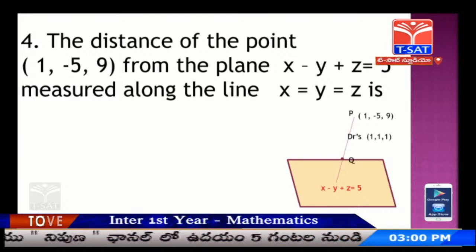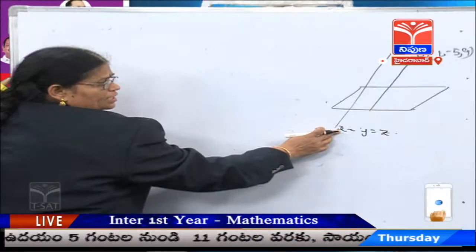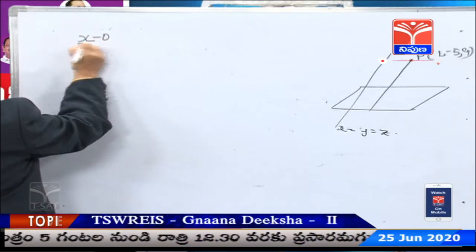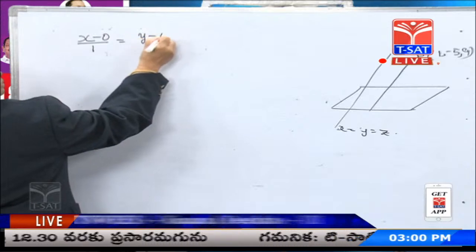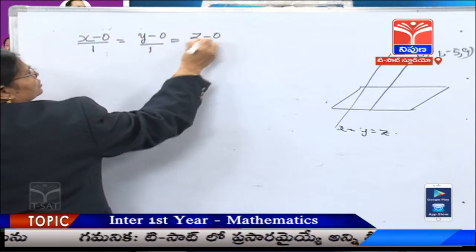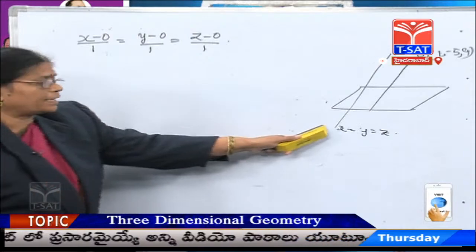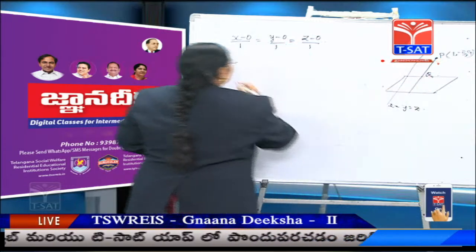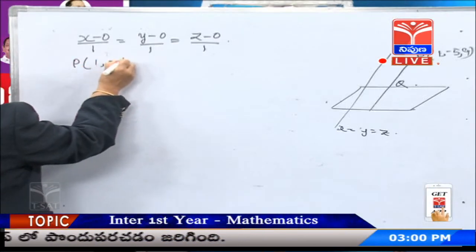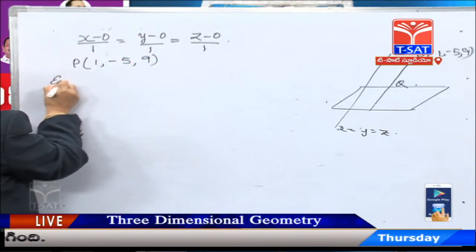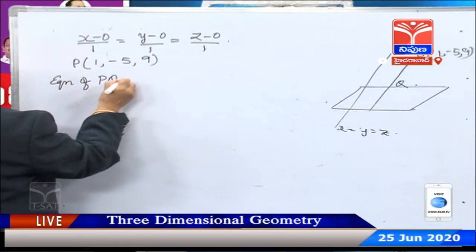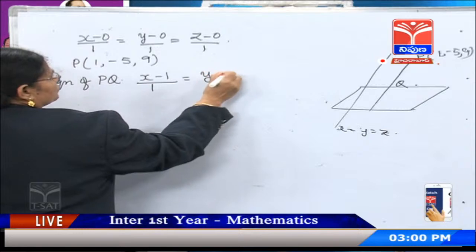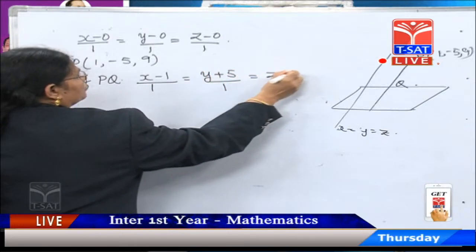So, now let us write the equation of this line. Because this is parallel to this, we know the DRs. x equal to y equal to z is nothing but the line (x minus 0) by 1, (y minus 0) by 1, (z minus 0) by 1. This is this line. Now, we want the equation of the line, say this is PQ. P point is (1, minus 5, 9). So, equation of PQ will be (x minus 1) by 1, (y plus 5) by 1 equal to (z minus 9) by 1.